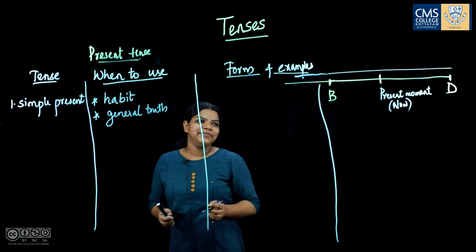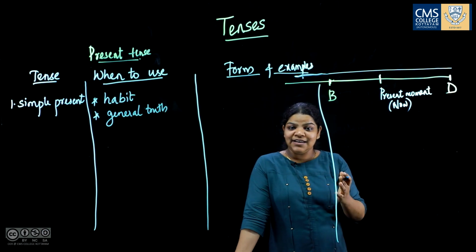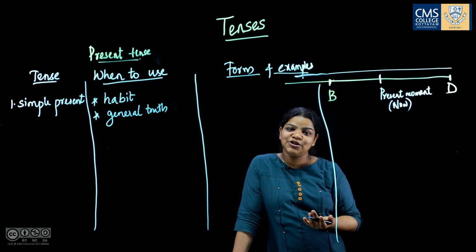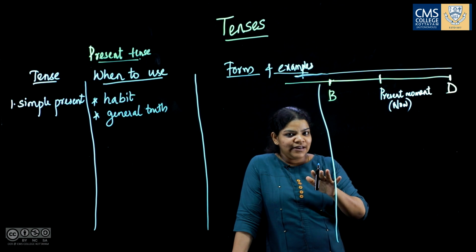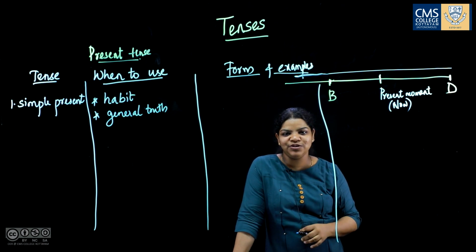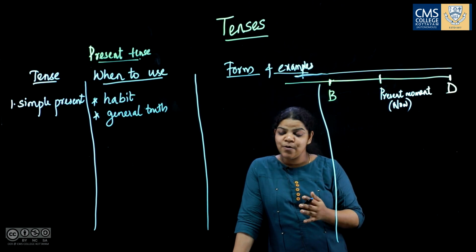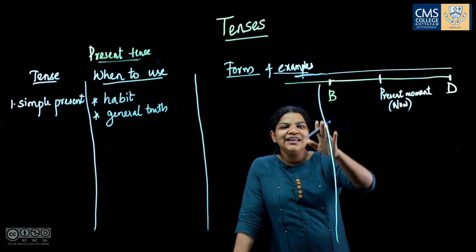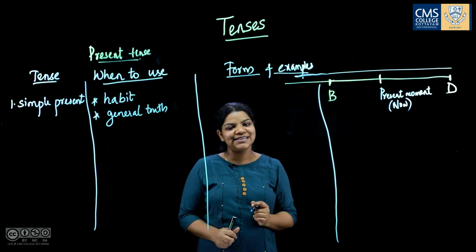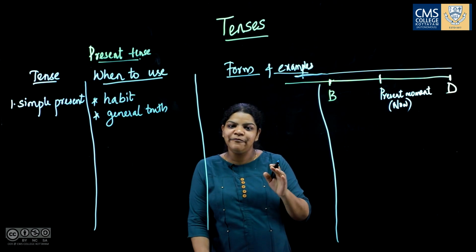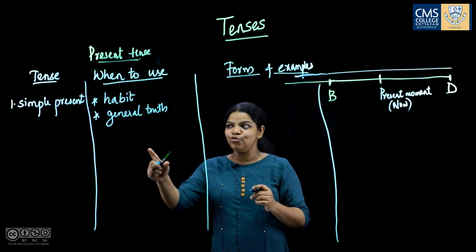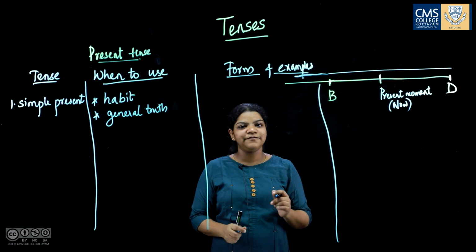For example, the sun rises in the east. Now this is a general truth. Oil floats on water. This is also a general truth. I wake up at 6 o'clock. Now this is a habit. Okay, this talks about a habit. I wake up at 6 o'clock, or I have breakfast at 8 o'clock. So these are all habits and they're used in the simple present form.